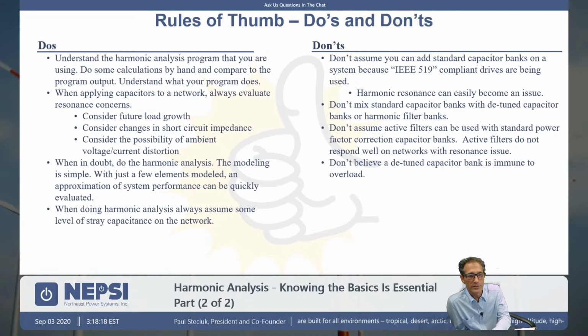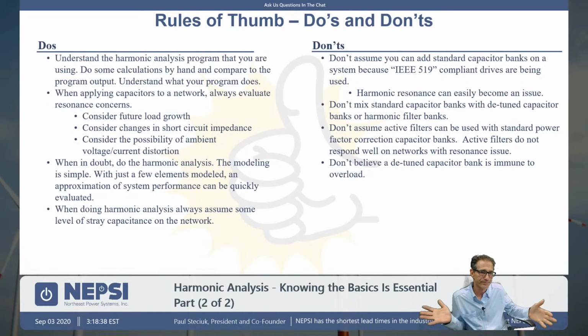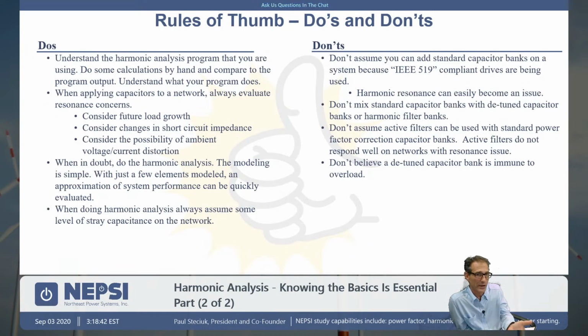Always assume stray capacitance in a network when you do harmonic analysis. There's going to be stray capacitance. It's going to result in resonance up at a high frequency, especially if you're using harmonic filters. So we would suggest that you always assume some type of stray capacitance in your network, and you have to come up with some value estimate. How many thousands of feet or how many miles of cable? You ask your customer, hey, how many thousands of feet of cable do you have? Just put that in your program, come up with kVAR, put it in your model. It's better than nothing.